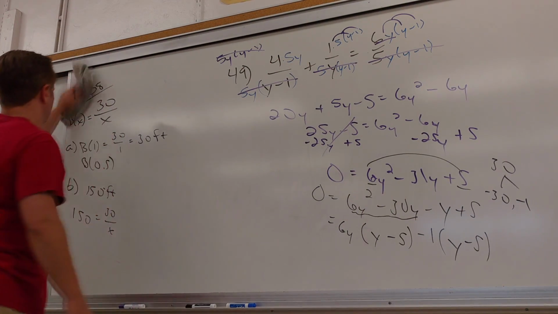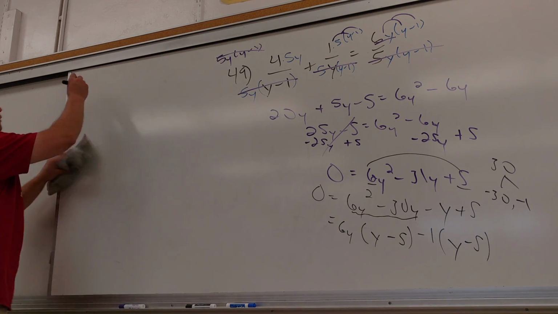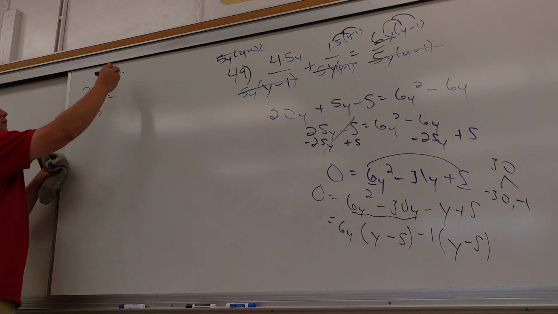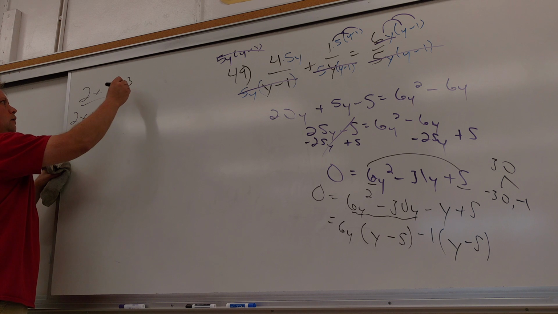2x over 2x plus 3 is equal to negative 3 over 2x plus 3.